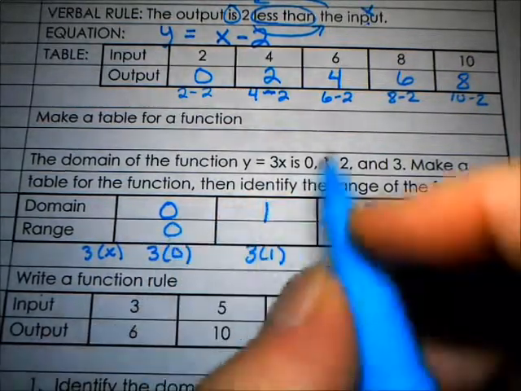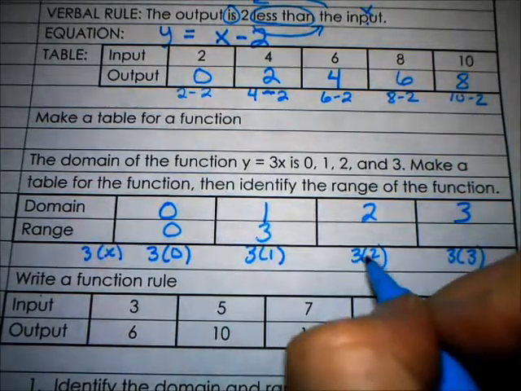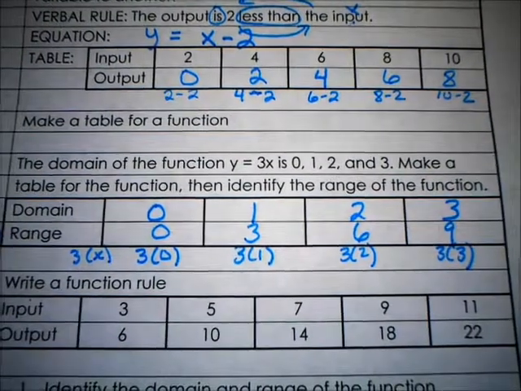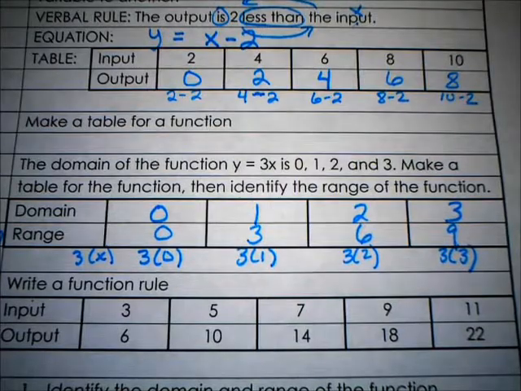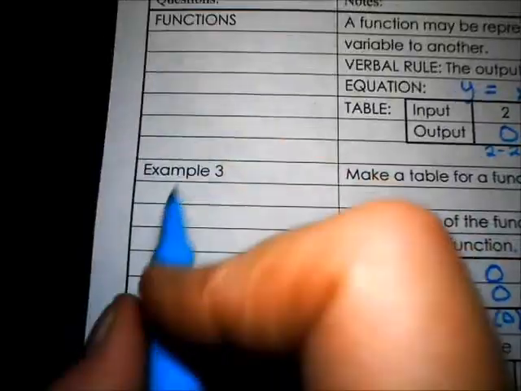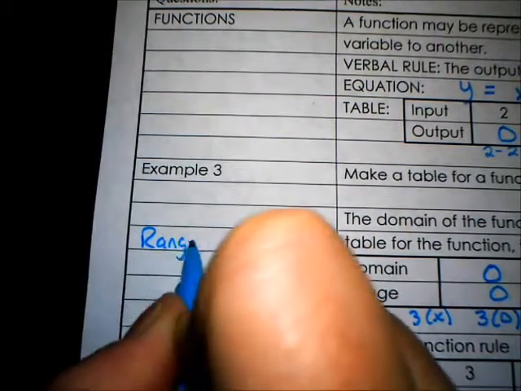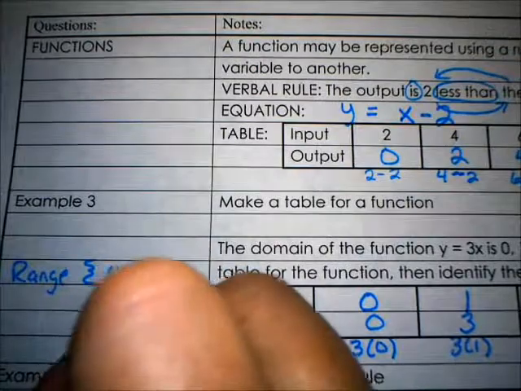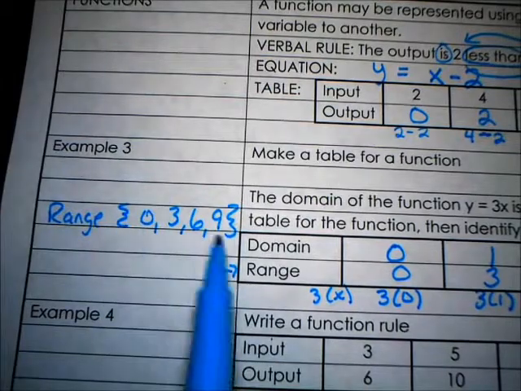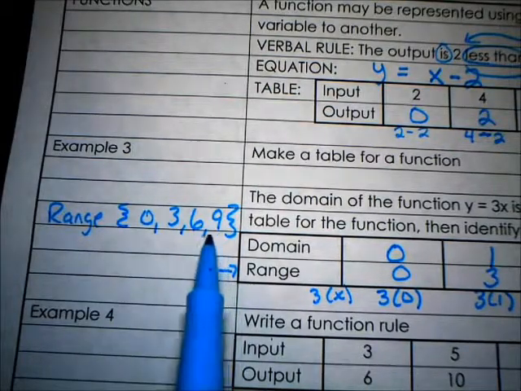3 times 0 is 0. 3 times 1 is 3. 3 times 2 is 6. 3 times 3 is 9. And that makes my range. Okay. It does say identify the range. I ran out of room, so I'm going to put it over here on the side. My range, and let me put it in ellipse, is 0, 3, 6, and 9, and I'll close it off. Notice I have the ellipse symbols. They're not parentheses. That symbolizes the range.